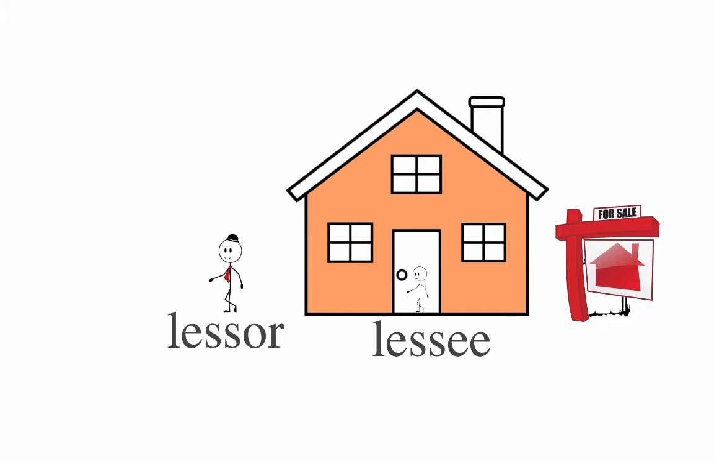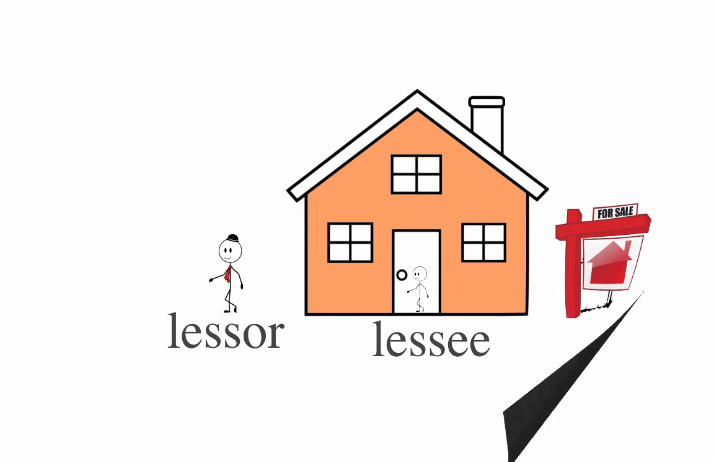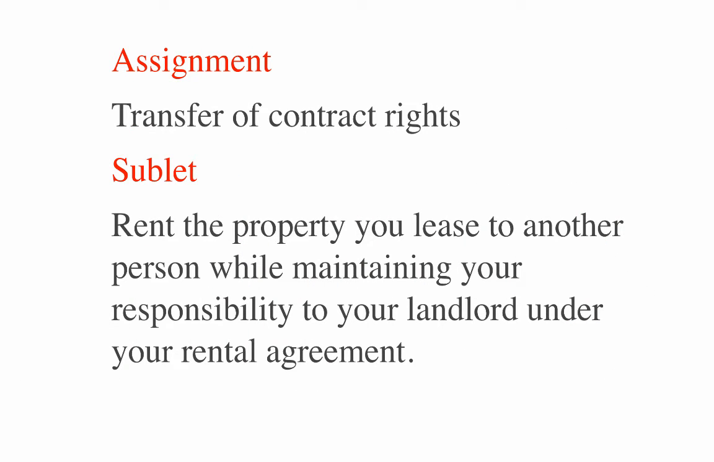However, this is not always the case. Hence, leases are personal property, as they do not always run with the land. It is a contract with an individual person. Unless the lease forbids it, the tenant has the right to assign or sublet the property. An assignment is a transfer of contract rights, as opposed to a sublet, which is when you rent the property you lease to another person while still maintaining your responsibility to your landlord under your rental agreement.